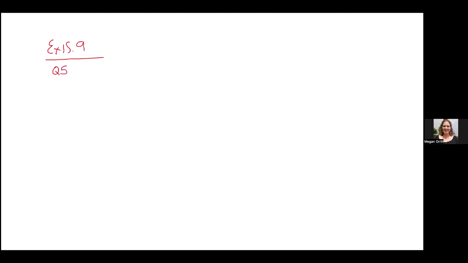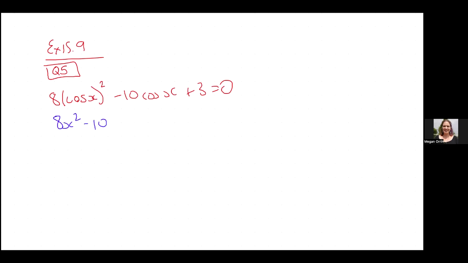Okay, so I have 8 cosine x squared minus 10 cosine x plus 3 equals 0. I am going to rewrite this, okay? Because this is annoying. So what I'm going to do is rewrite this as if it's just a normal quadratic. So I'm going to say 8x squared minus 10x plus 3 equals 0.